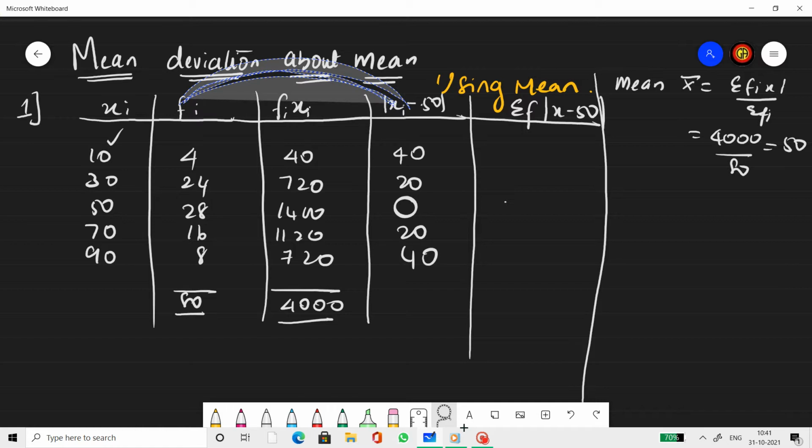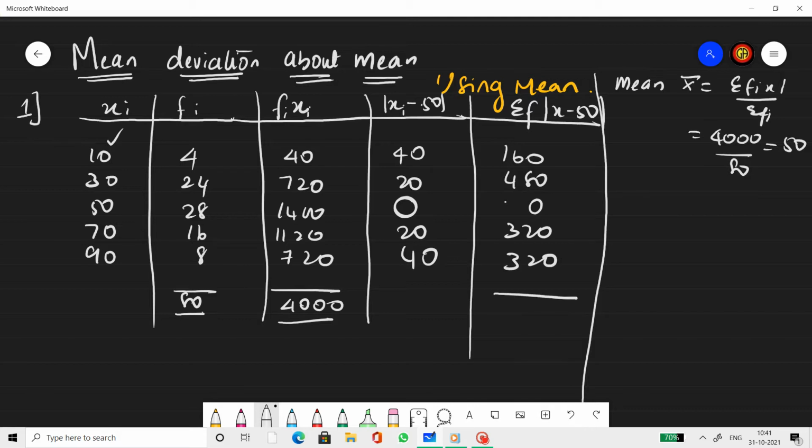So 4 into 40, 24 into 20, 28 into 0, 16 into 20, 8 into 40, and so on. 4 into 40 is 160, 24 into 20 is 480, 0, and then 320, again 320. So you find the total of this. This is 1280.